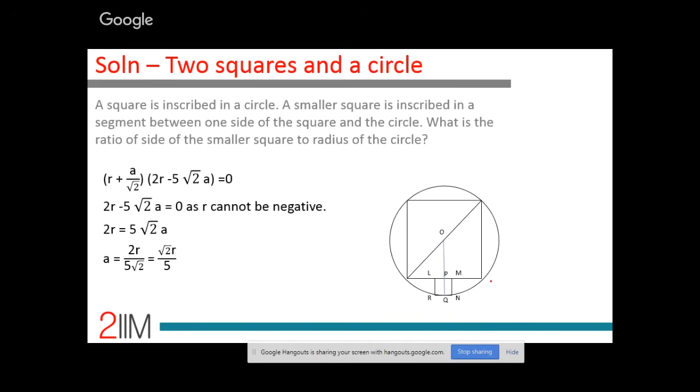Or if you solve this, you get A by R is root 2 by 5. So A is to R is root 2 is to 5. Obviously a very tough question. Unlikely that you will get questions like this. Definitely not. Very, very unlikely.